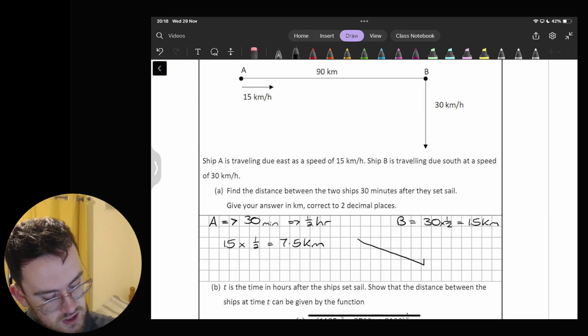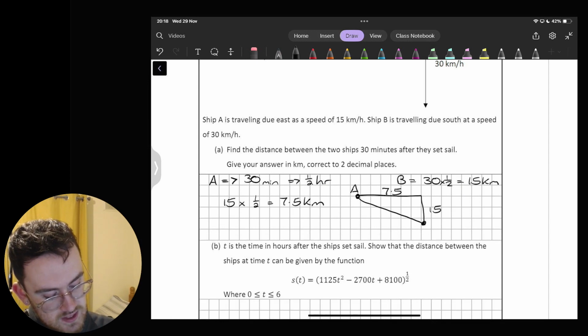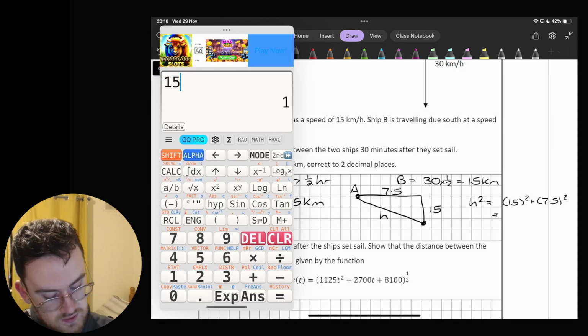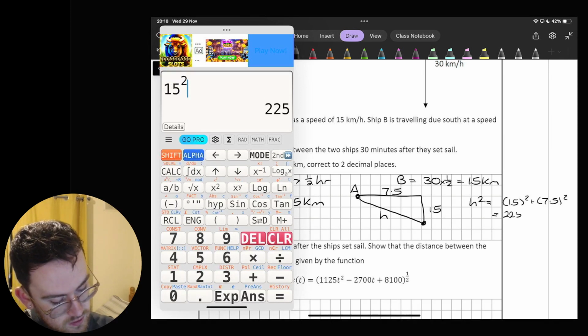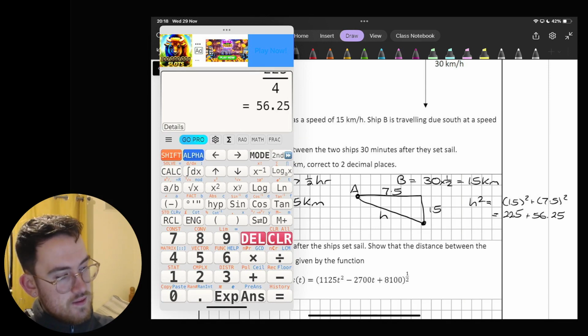Let's draw a little sketch then of what we're looking at. So ship B here, ship A here. Ship B has traveled 15 kilometers, ship A has traveled 7.5 kilometers, and we're going to use Pythagoras to work out the distance between them. So h squared equals 15 squared plus 7.5 squared. So let's work that out. 15 squared is 225, 7.5 squared is 56.25.